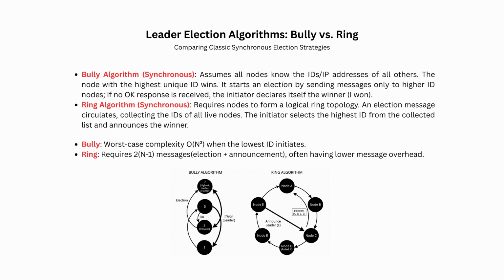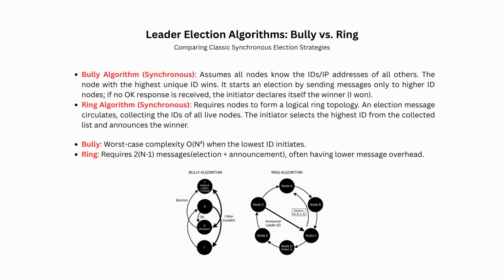The bully algorithm is simple. The node with the highest identifier wins, bullying the others into submission. If a node detects a failure, it sends an election message to all nodes with a higher ID. If it receives any OK response, it drops out and waits for a victory message from the higher ID node that took over the election. The worst case scenario occurs when the lowest ID process initiates the election, forcing N processes to initiate elections sequentially, resulting in O of n squared time complexity.